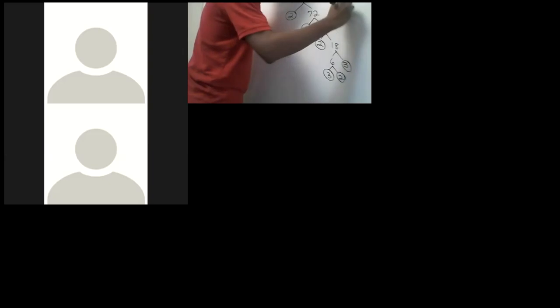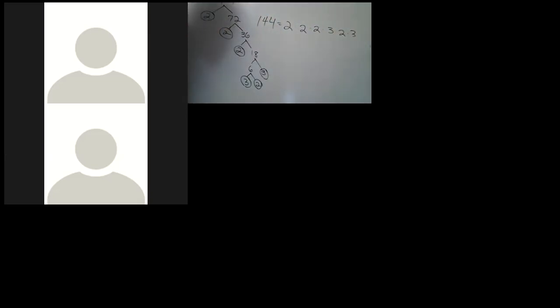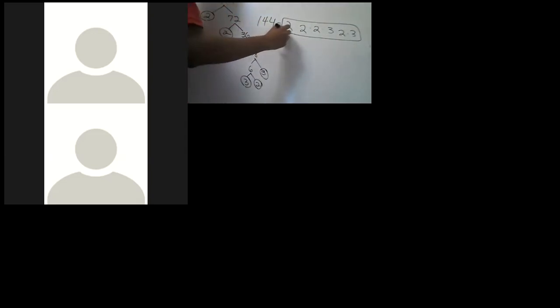is 144 equals 2·2·2·3·2·3. It doesn't matter that the numbers aren't in order. And that's it.